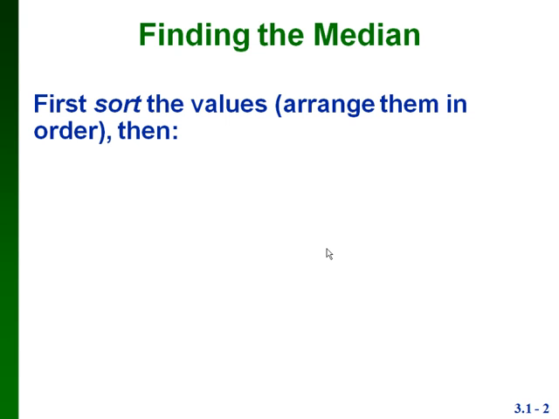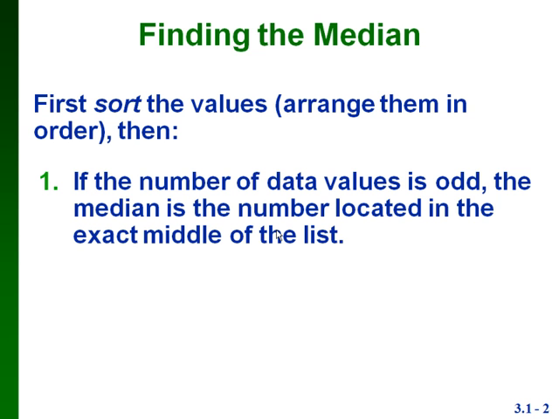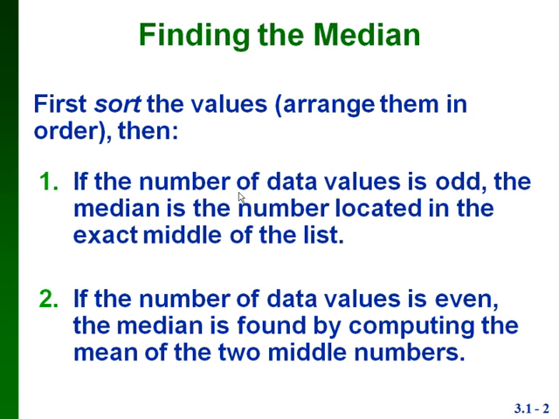So to find the median in a set of data, you would first need to sort the values or arrange them in order. Then, depending on whether the number of data values you have is odd or even, you do a little bit different thing. If the number of data values is odd, then you can just pick out the number that's in the middle of the list. However, if the number of data values is even, then there are actually two numbers that are in the middle of the list. So you find those two and average them.